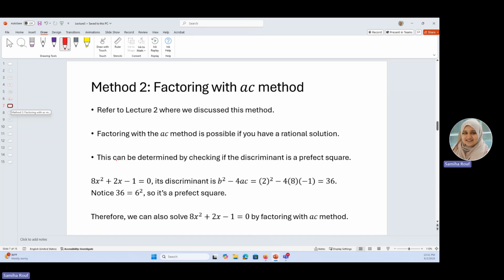The best way to know whether or not the AC method is possible is to do this. Take the discriminant and see if it's a perfect square. So going back to our example, again, we had A is equal to 8, B is equal to 2, and C is equal to -1. Our discriminant is B squared minus 4AC. So when I plug this in to the discriminant, I get 36. 36 is a perfect square. So this is a sign that I can use the AC method.